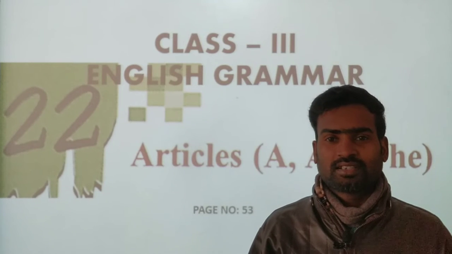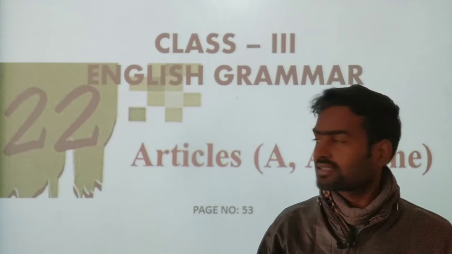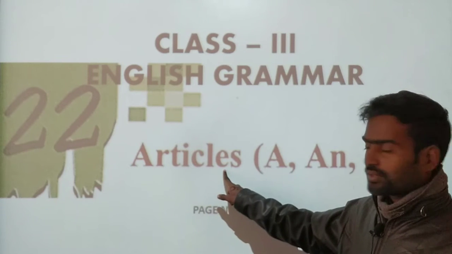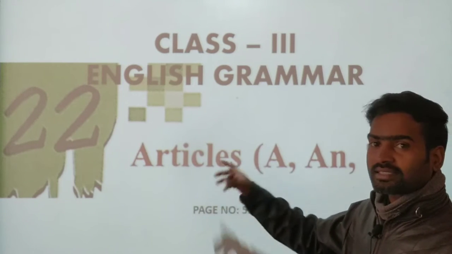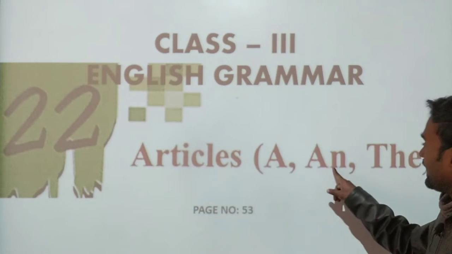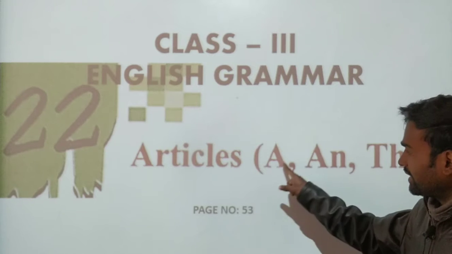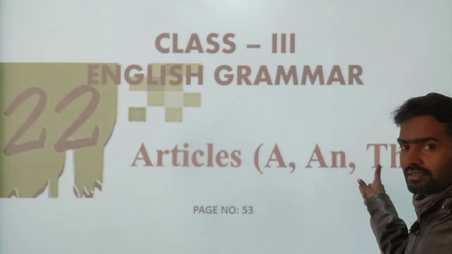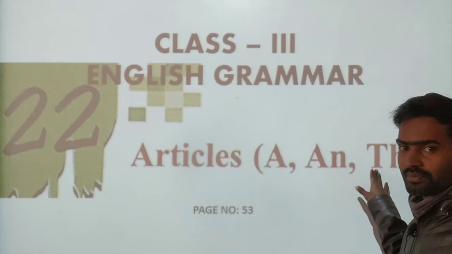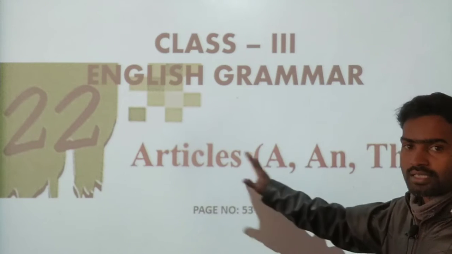Hi dear children, today we are going to see the next lesson, 22nd, articles. When we see articles, there are three articles: a, an, and the. Clear? These three things are called articles.